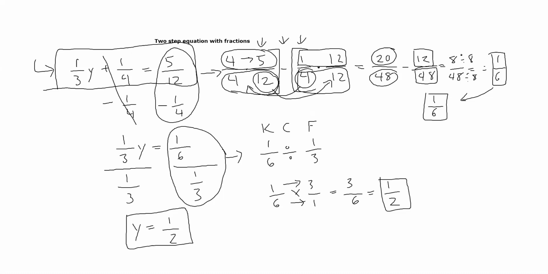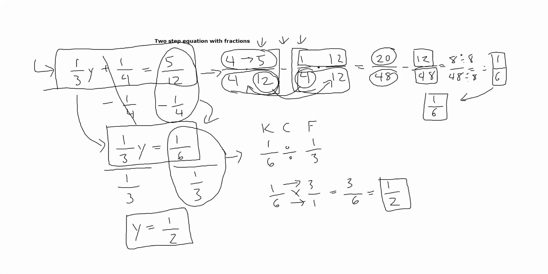So now that this became this, the 1/3 y just came down, right? So 1/3 y is equal to 1/6. This is my new problem now, right? I need to do inverse operations again, because this time I need to get rid of the 1/3.